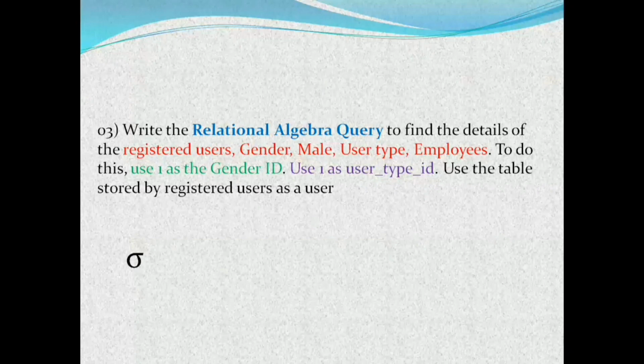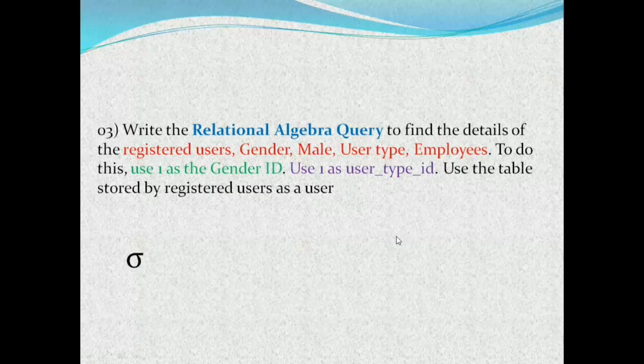Write the relation algebra query to find the details of the registered users, gender male, user type employees. To do this, use 1 as the gender ID and use 1 as the user type ID. Use the table stored by registered user as a user. All right. Now we have two proportional logic formulas. So gender ID 1 equals to male, and user type ID 1 equals to employees.